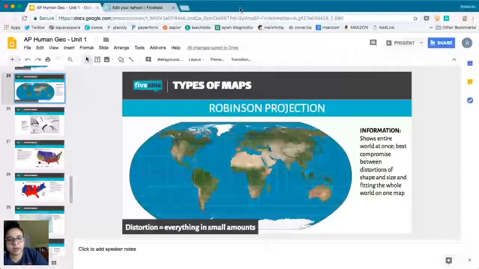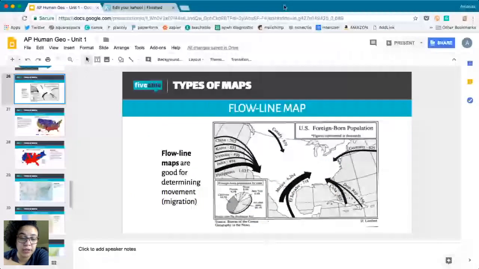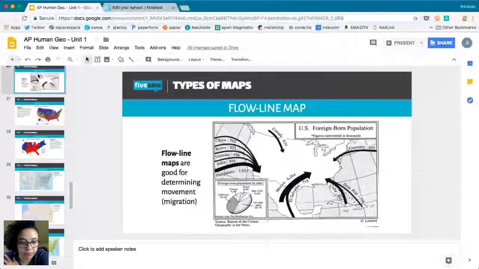All right, let's talk about other types of maps. There are so many different ways that we can organize information on a map. In this type of map, this is called a flow line map. You'll see this one a lot with migration. You can see arrows of where people are going. So this is a good one to use if you are trying to track movement of people. This is flow line migration.